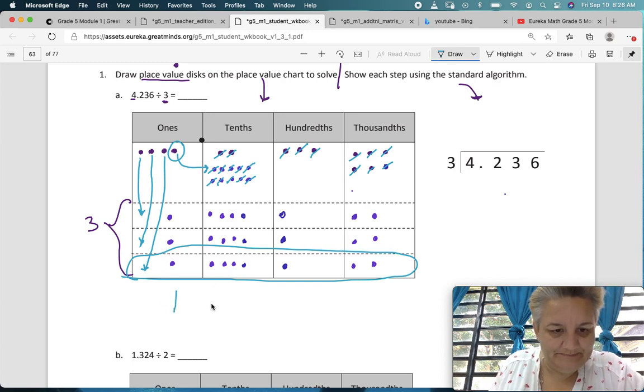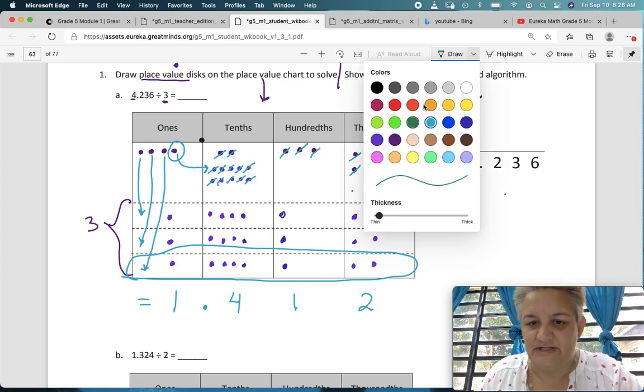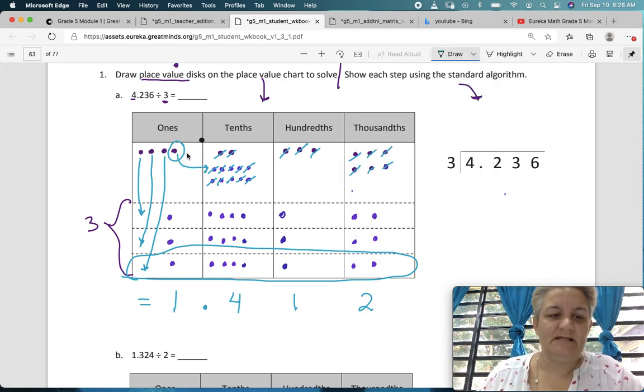One 1, 4 tenths, 1 hundredth, and 2 thousandths. Okay, that's my answer. Now let's see what this looks like over here on the standard algorithm. So I'm going to change colors. Well, let me show you what I did.